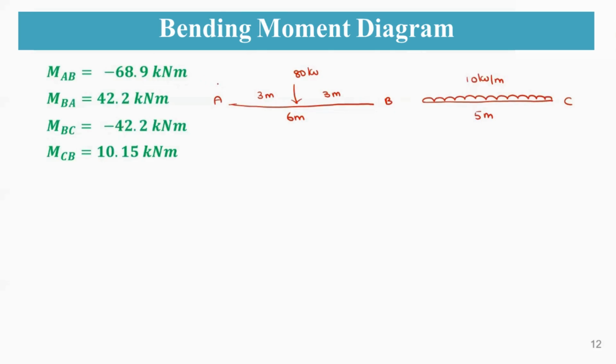Now I am applying these final end moments. The 68.9 is in anti-clockwise direction. Why? Because it is negative. So it is 68.9 kilonewton meter. Again, MBA is positive, therefore clockwise. MBC again negative, so it is anti-clockwise, that is 42.2 kilonewton meter. Again, MCB is positive, so it is clockwise of 10.15 kilonewton meter.